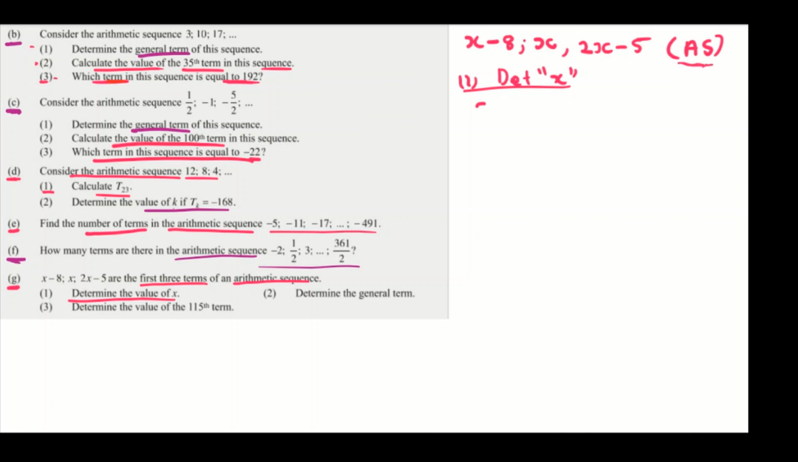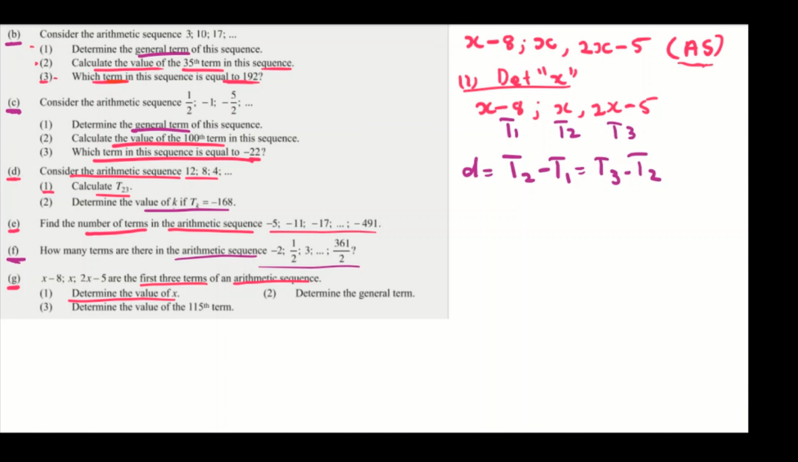So to determine the value of x, you need to first apply your basics of the arithmetic sequence, right? So we're having x minus 8, x and 2x minus 5, of which this is your term number 1, this is your term number 2, this is your term number 3, right? So we need to first find the common difference, or you can say constant difference, of this arithmetic sequence, which is t2 minus t1 equals t3 minus t2.